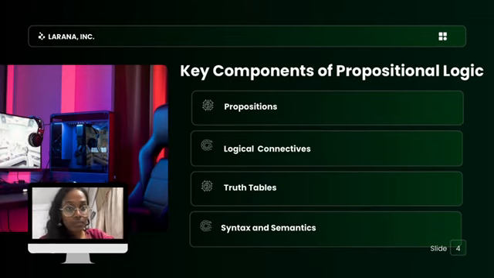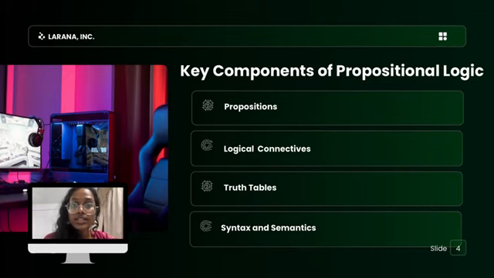We have truth tables next. Truth tables are used to evaluate logical expressions by listing all possible truth values for individual propositions. They show the resulting truth value of the compound statement for every combination of true or false values. For example, for P and Q, the result is true only when both P and Q are true.